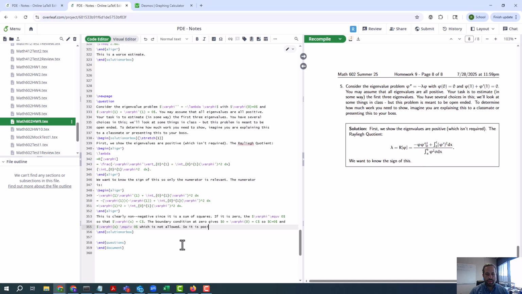So it is positive. Now, this is the first part of what you actually had to do, because I told you you could assume they're positive, but this is one way to show that they are positive. Next, what I want to do is get an algebraic equation for the eigenvalue.